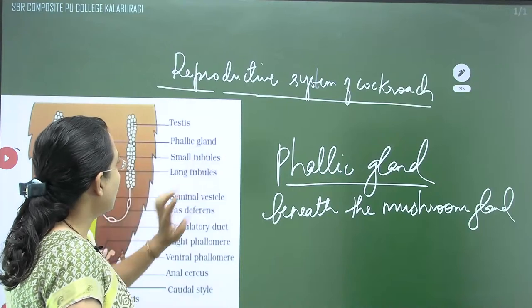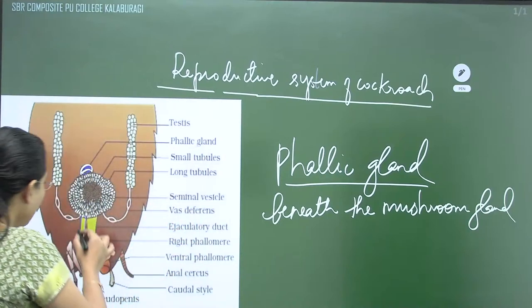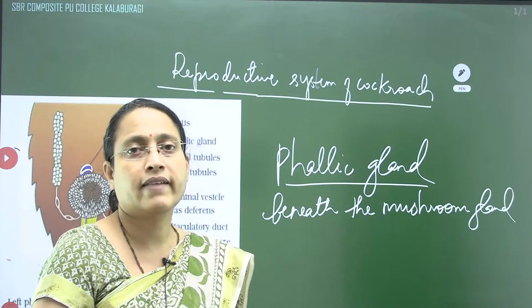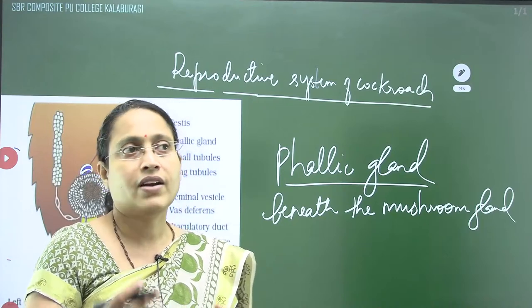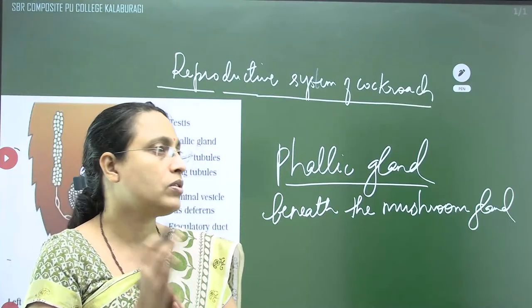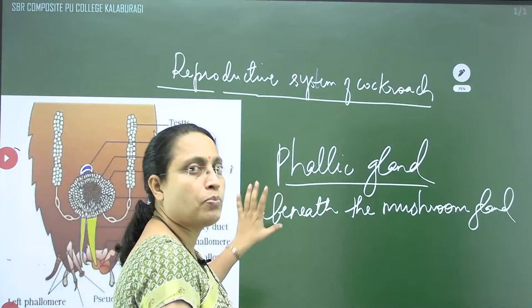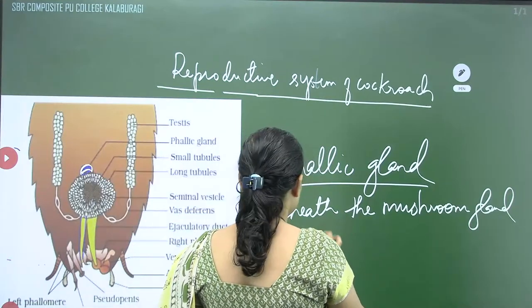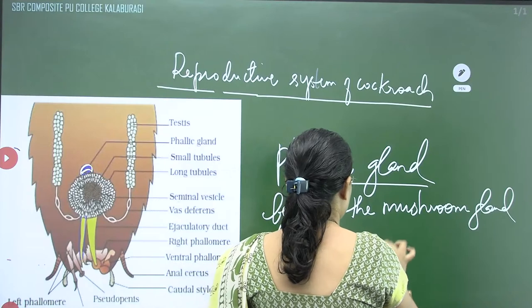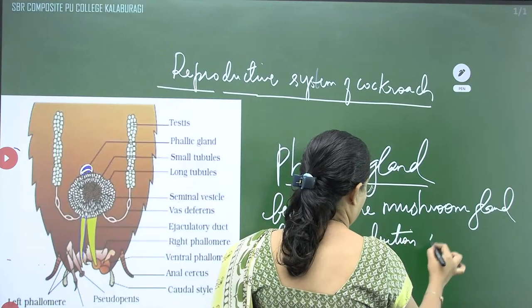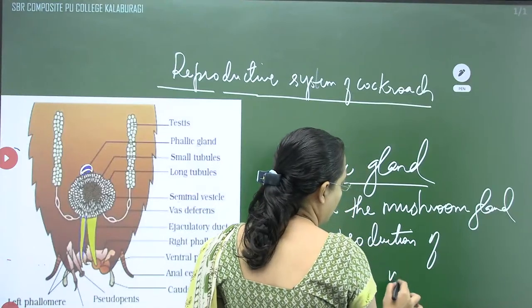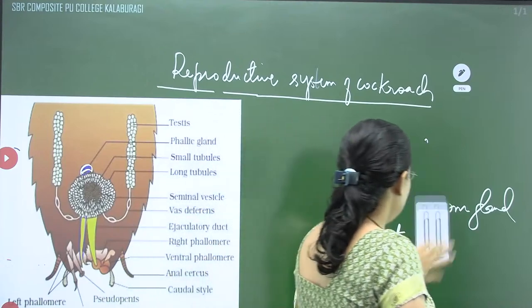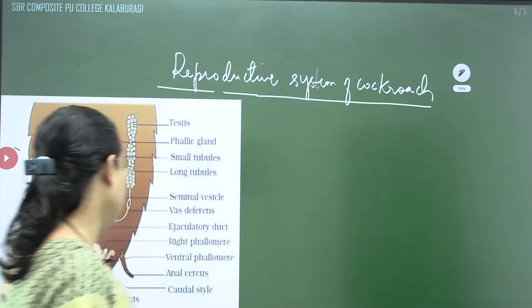Now, what does it produce? It produces some secretions. Whenever its secretions are poured here, the spermatophores will be finally completed. Development of spermatophores will be completed after adding more and more walls. I told you there are three spermatic walls. So this also helps in production of the spermatophore wall. So this is about the phallic gland, also called the conglobate gland.